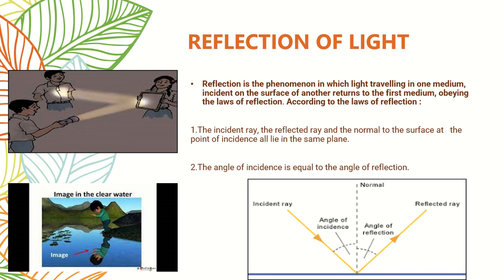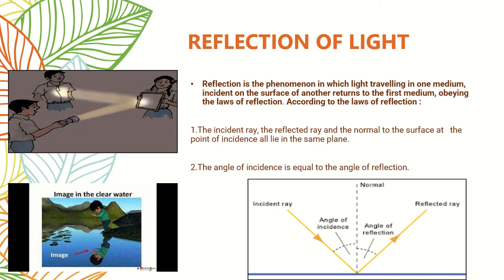Here, the light ray obeys laws of reflection. Reflection of light is the phenomena also known as bouncing back of the light ray to the same medium. If you consider a light ray which is in the air medium and incident on the surface of water medium, if the light ray is reflected, then it returns to the air medium itself. So this phenomena is known as reflection of light.